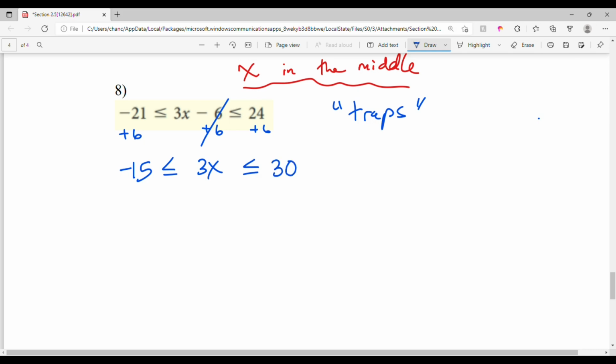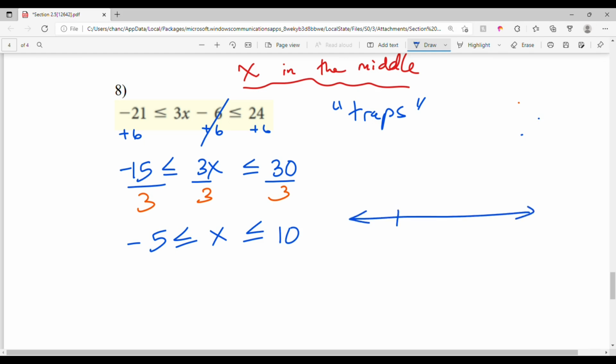30. And now I could divide all 3 sides by 3. So you got to remember there's 3 sides to this inequality. So we have to divide all 3 sides by 3. This simplifies to negative 5 is less than or equal to x. And that's less than or equal to 10. Now let's graph this inequality.